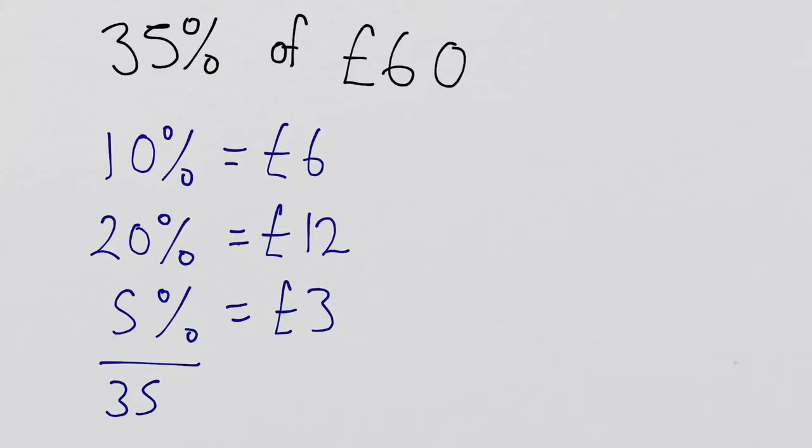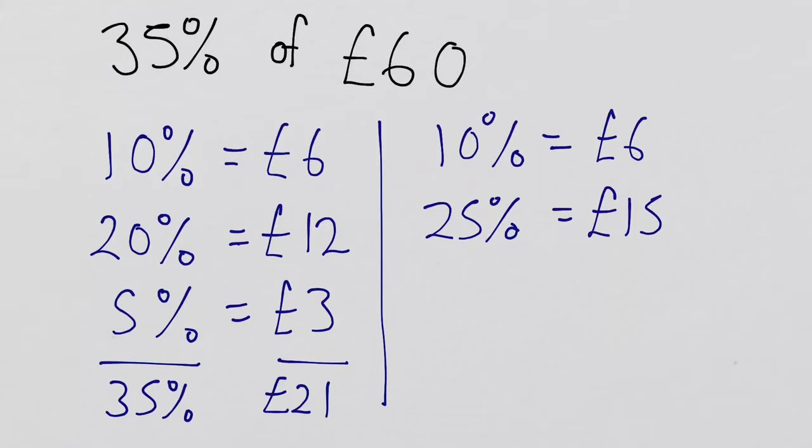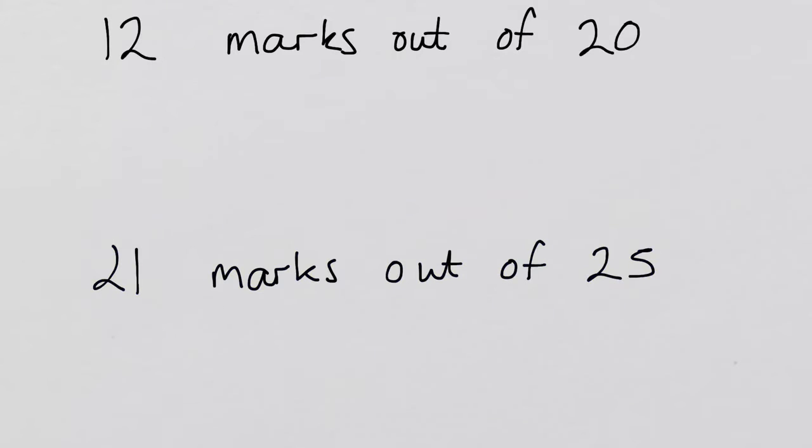So I need to add those percentages together. So I add my money together. 6 add 12 is 18, add 3 is 21. You could have also done 10% is £6, 25%, well I half my 60, which is 30, half it again, which is 15. 10 and 25 makes 35%, so 6 and 15 gives me my £21, so both methods work.